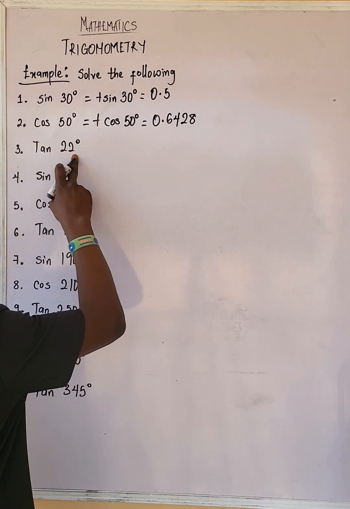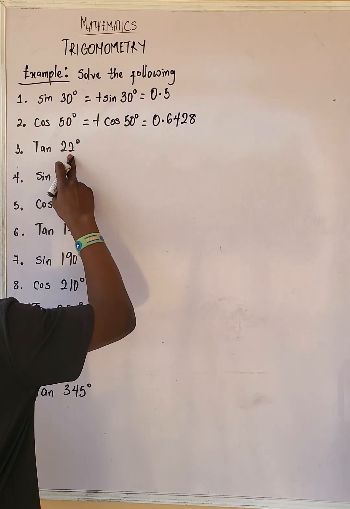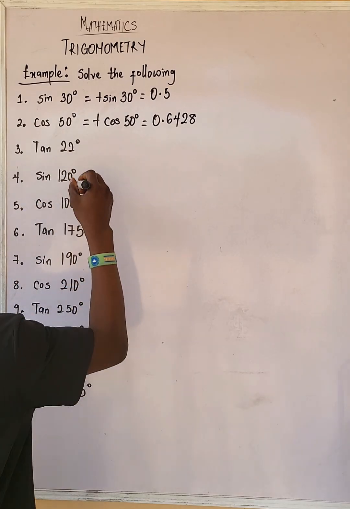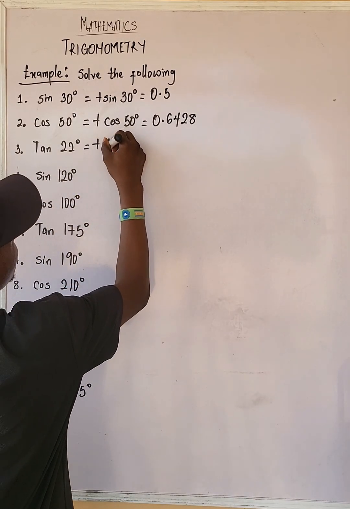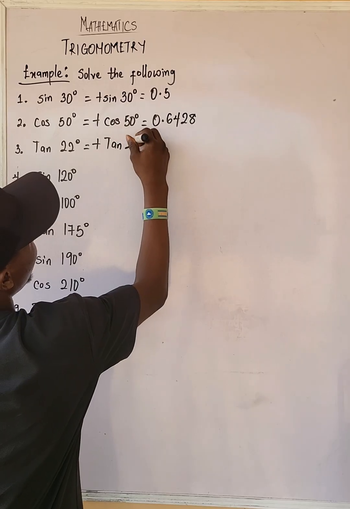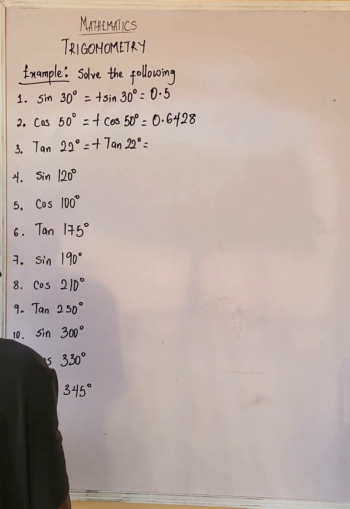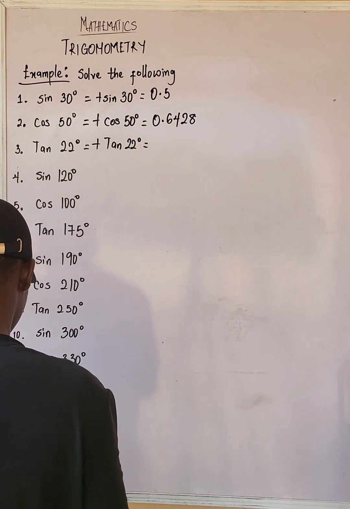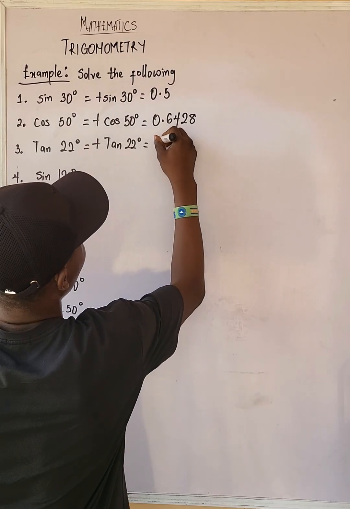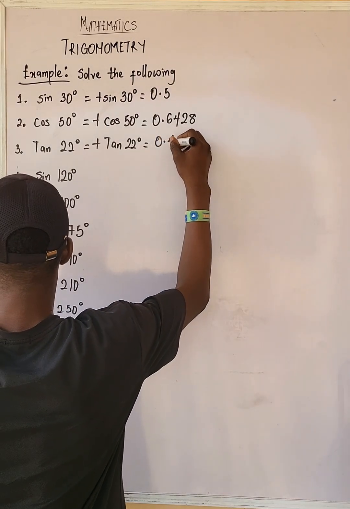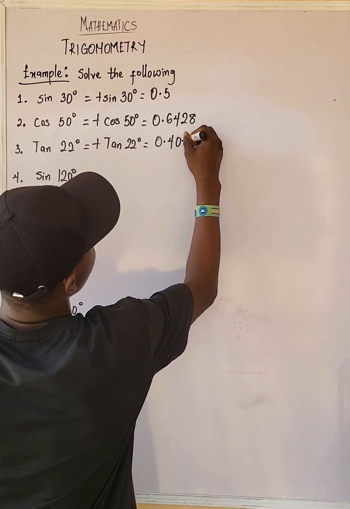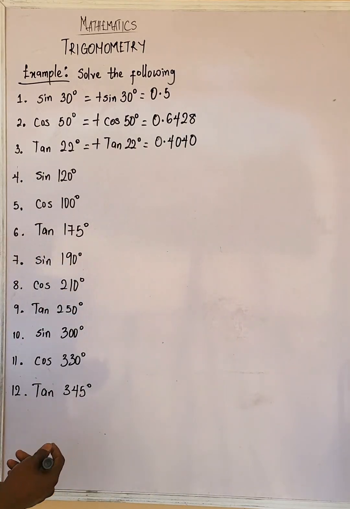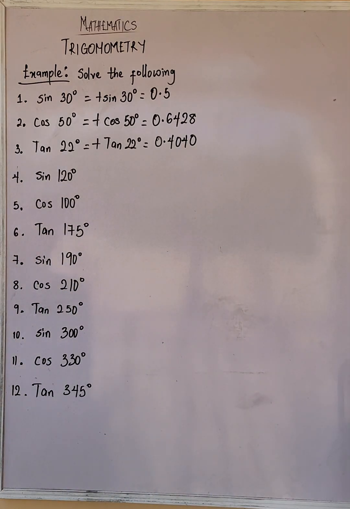So now, what of tan 22 degrees? The first thing you have to look at is the angle. This 22 degrees falls on which quadrant? First quadrant, so it's still positive. That's plus tan 22 degrees. And what is tan 22 degrees? Tan 22 degrees will give us 0.4040. Do you get 0.4040?